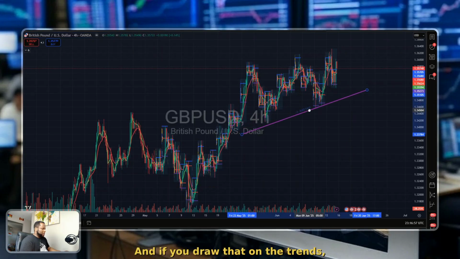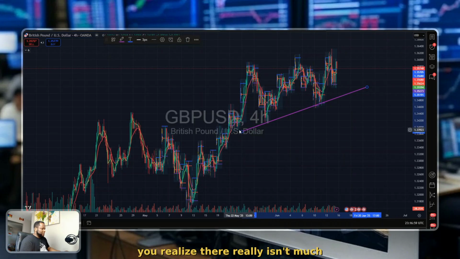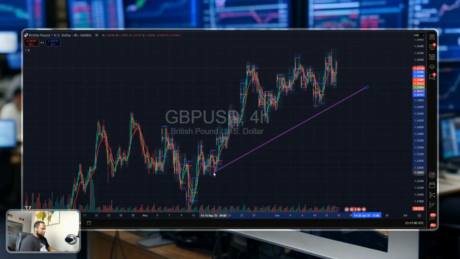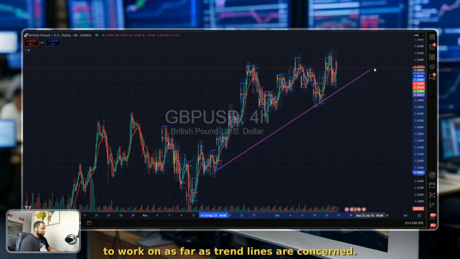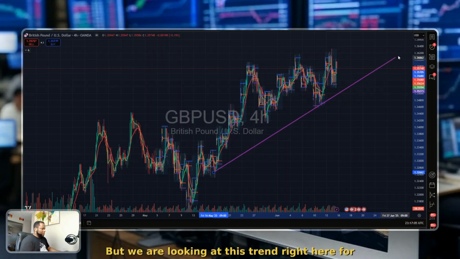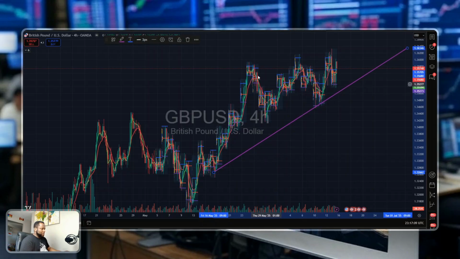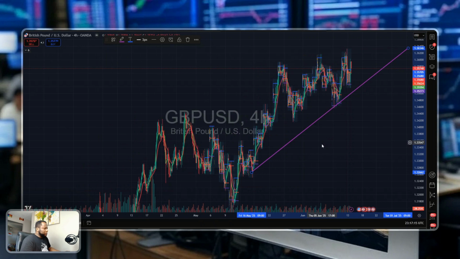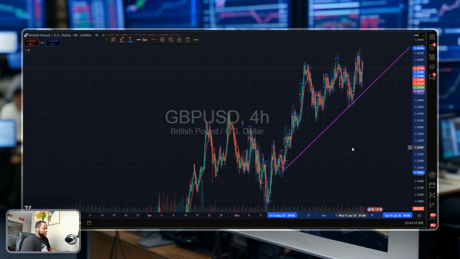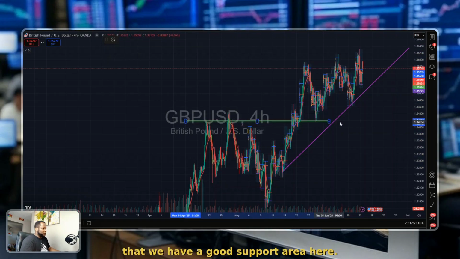And if you draw that on the trends, you realize there really isn't much here to work on as far as trend lines are concerned. But we are looking at this trend right here for the 4 hour, which has higher highs. We got 2 higher highs here, 1 higher high, which is good. But looking at that, we can also draw here and see that we have a good support area here. It was resistance before, now it is support.